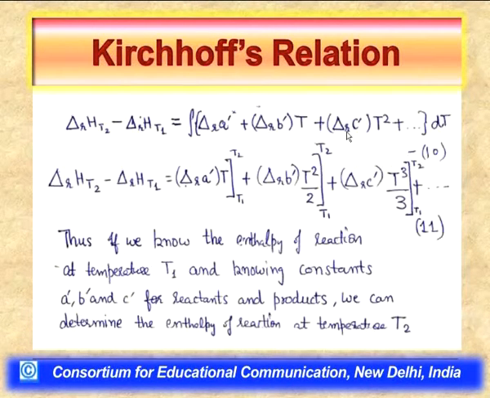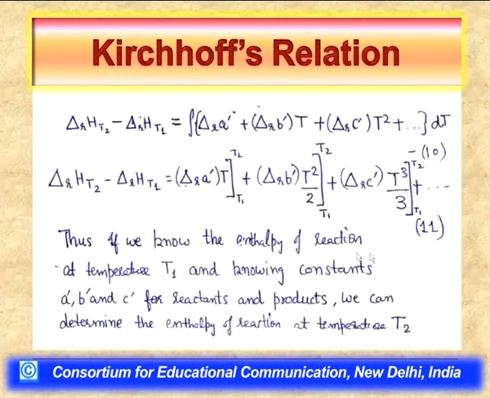So ultimately when we integrate it, what we will get is delta RH T2 minus delta RH T1, which is equal to, when we integrate all these terms individually, delta R A dash T within the temperature range T1 T2, delta R B dash T square by 2 within temperature range T1 T2 again, and delta R C dash T cube by 3 temperature range T1 T2 again.